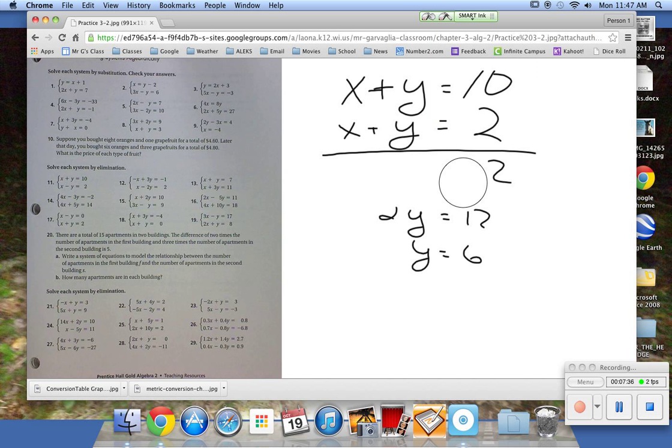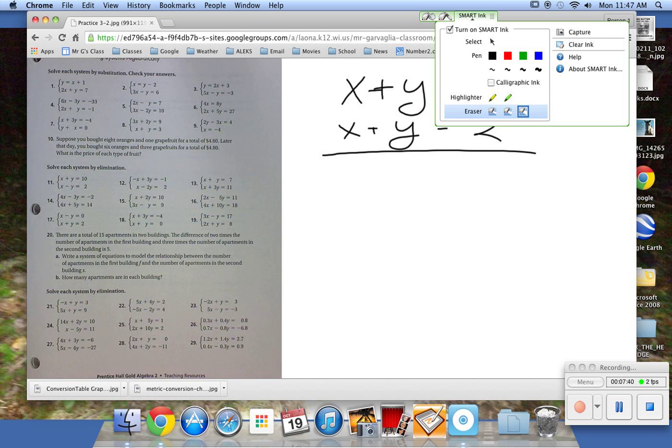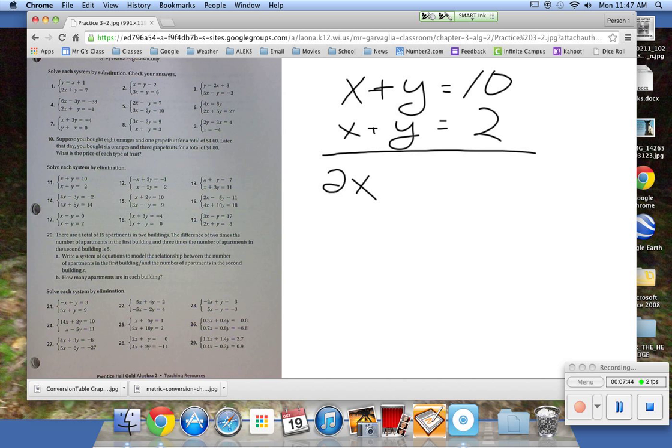Let's take a look at this. What if we would have added those two together? x plus x is 2x. This was a minus y here, right? Plus y minus y is 0, so we can just leave that out. Equals what? 12.